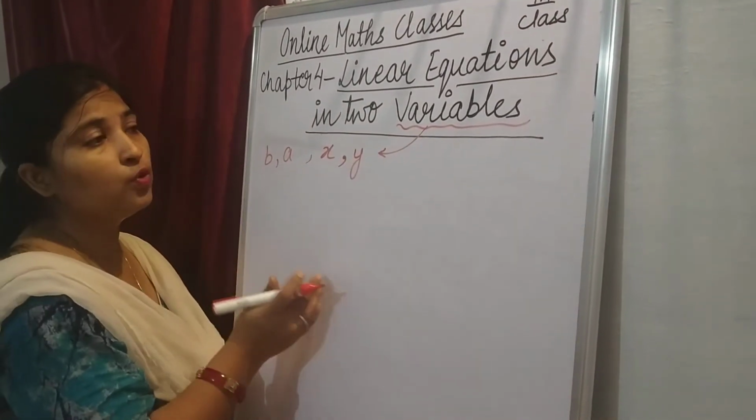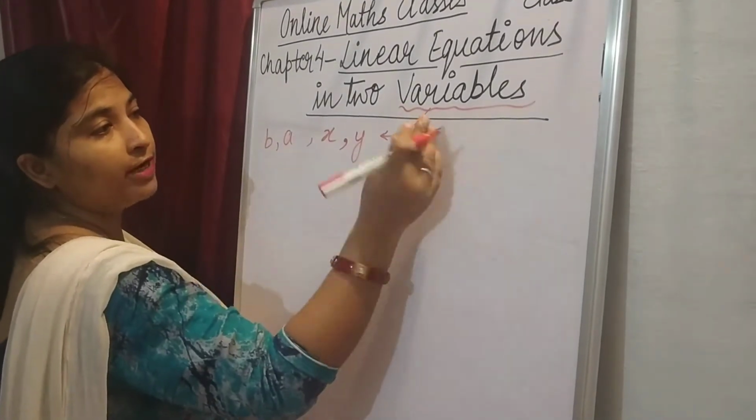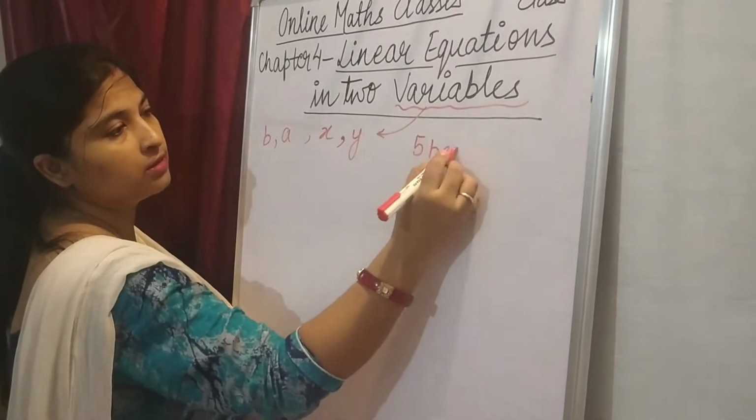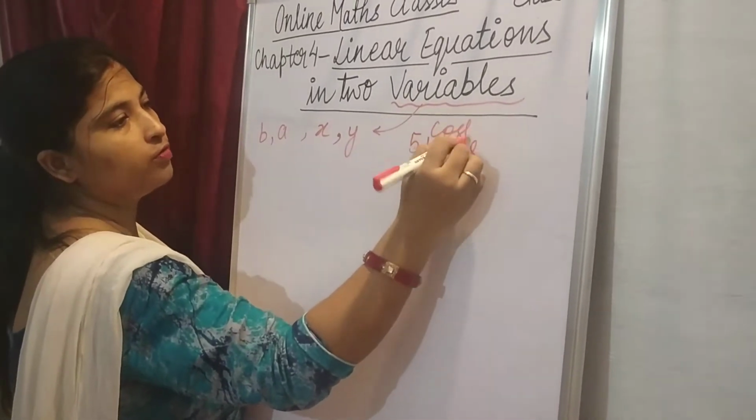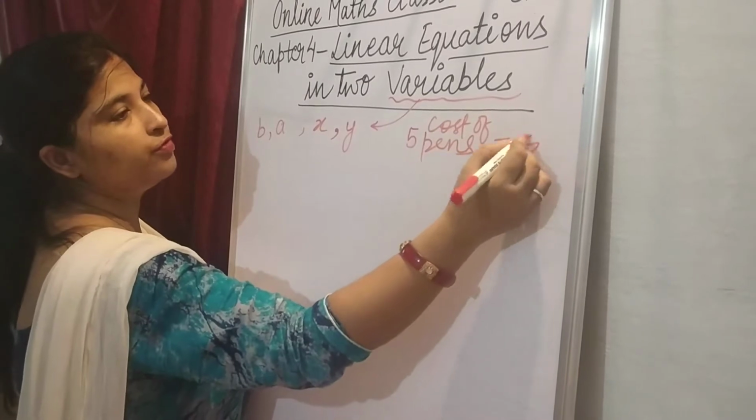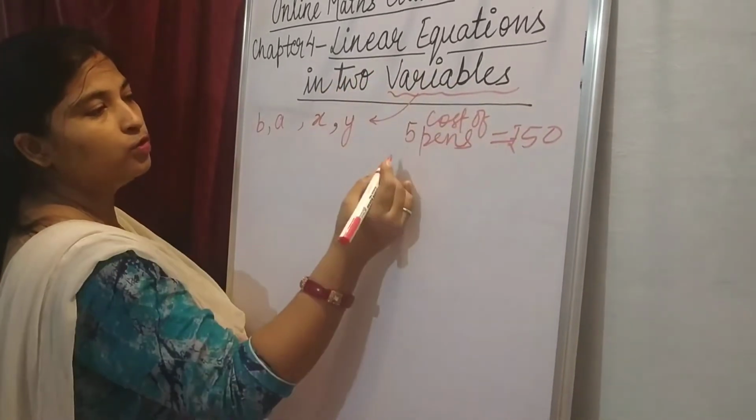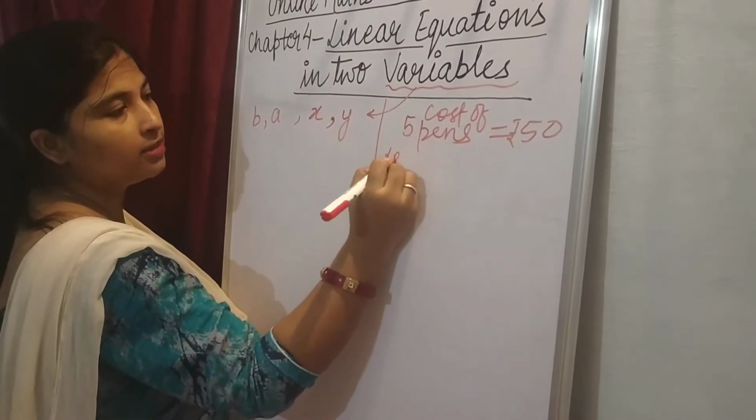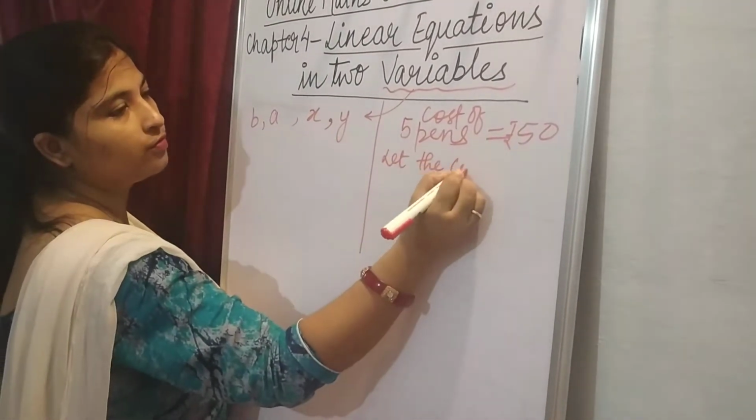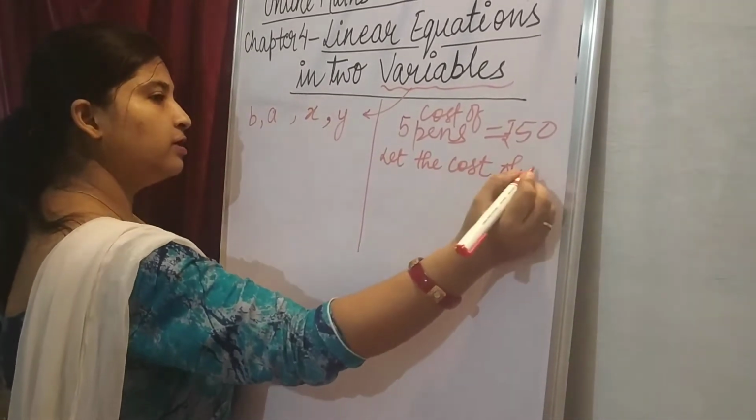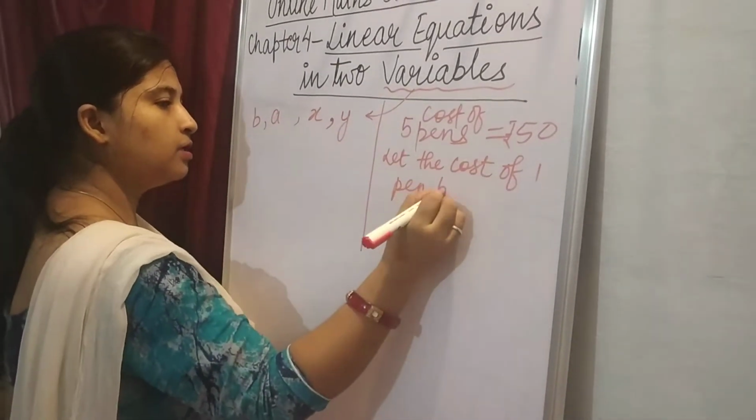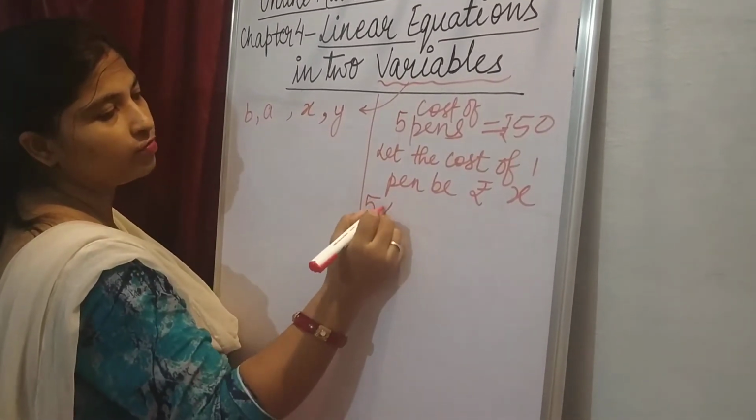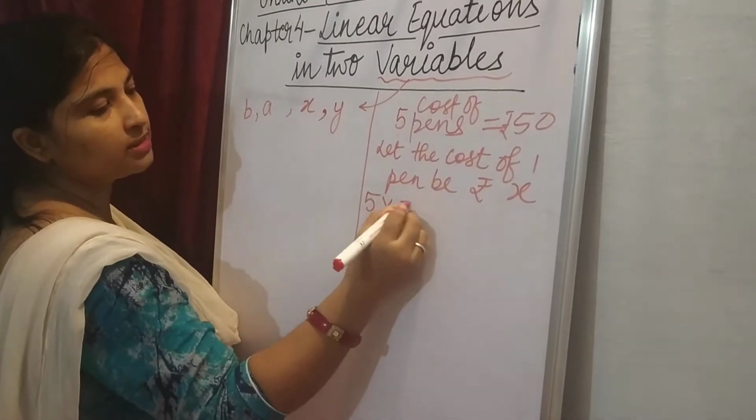Like if I am telling you to find the cost of a pen, if the cost of 5 pens is equal to 50 rupees, then tell me the cost of 1 pen. So how am I doing? I am doing it with the help of variables. Like let the cost of 1 pen be rupees x. So how many pens are there? 5 pens. So the cost of 5 pens will be 5 into rupees x.